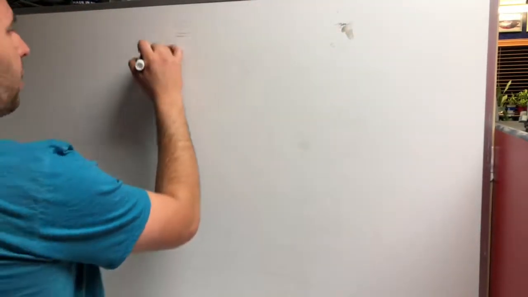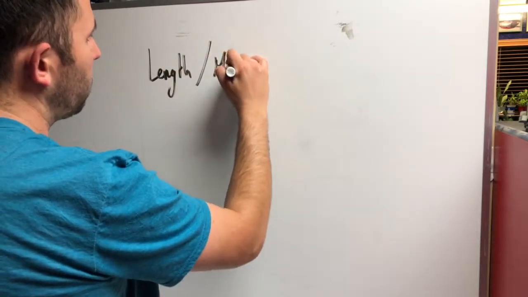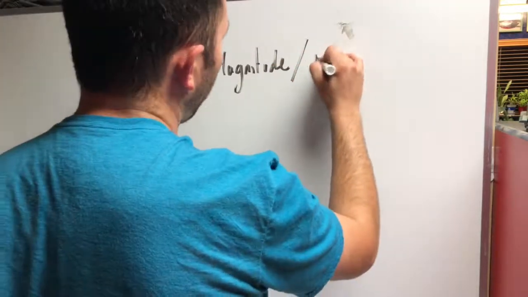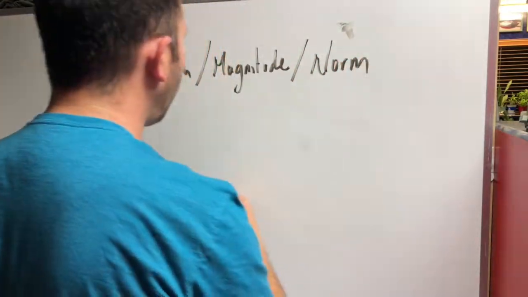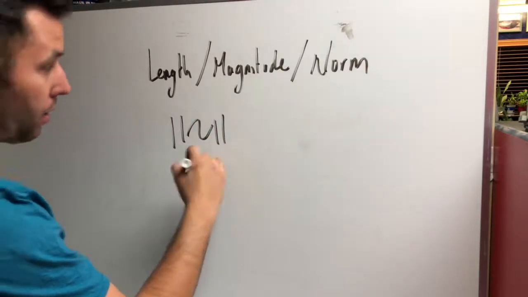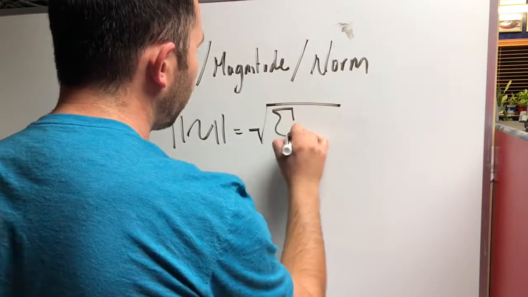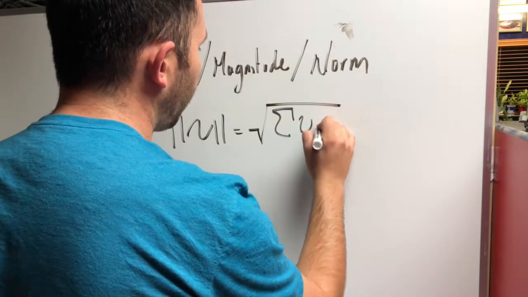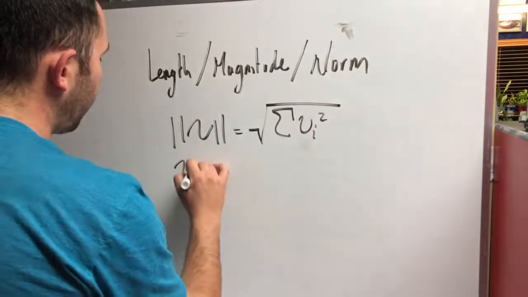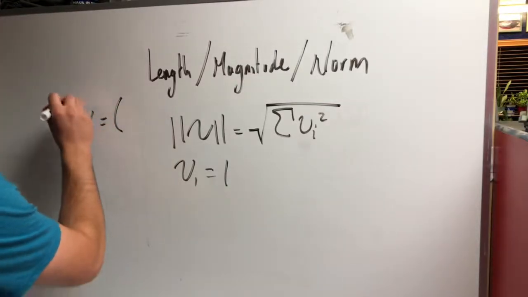If we wanted to figure out the length, the magnitude, the norm of our vector v, denoted by two bars around it, it's going to be the square root of the sum of the components vi squared, right? And each vi, so v1 in our case would be 1, because v was equal to the vector.